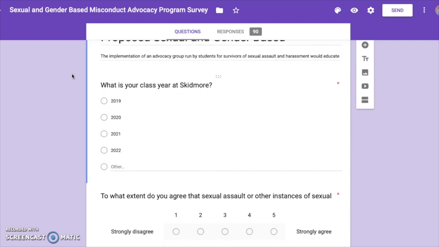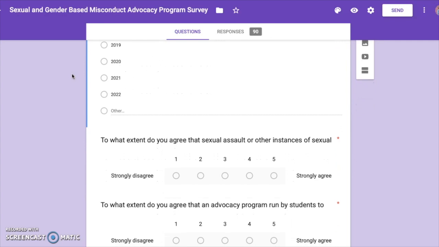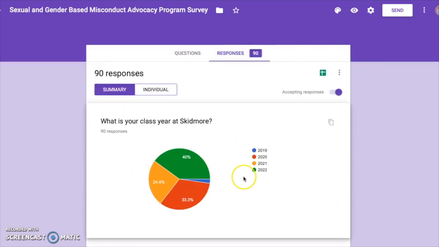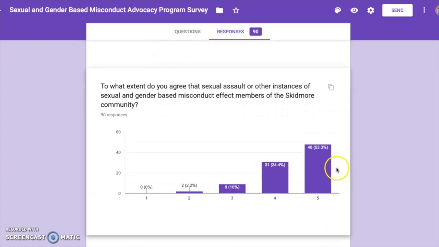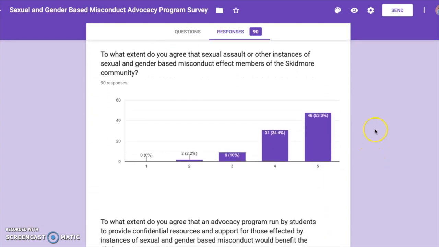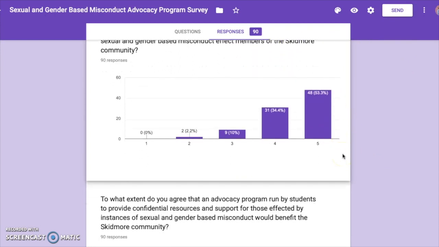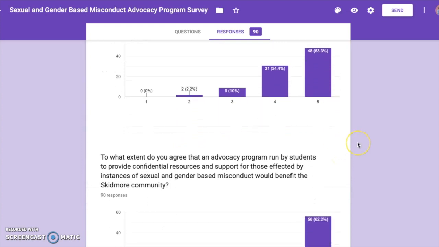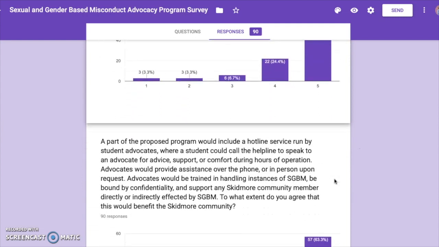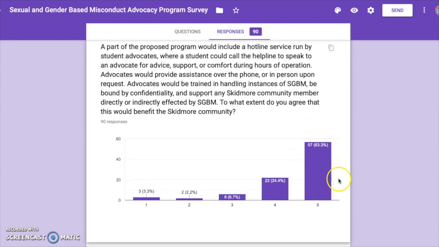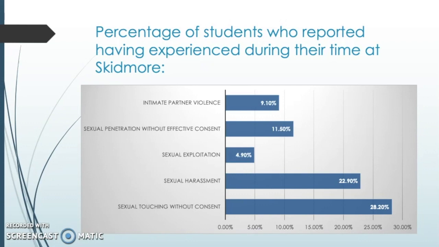This is a really great way to gain student interest as well as student support. If you look at the responses to this survey, I can include screenshots of this data in my proposal to show the school that students feel there is a high extent of sexual and gender-based misconduct affecting the community, and that they think our program and the services we offer would benefit the community.